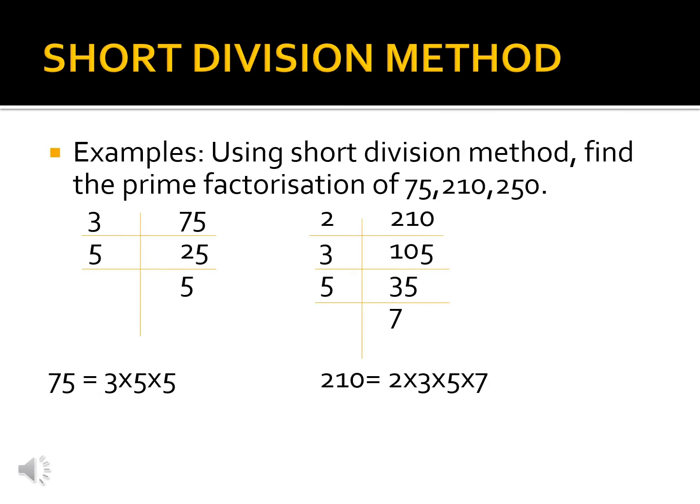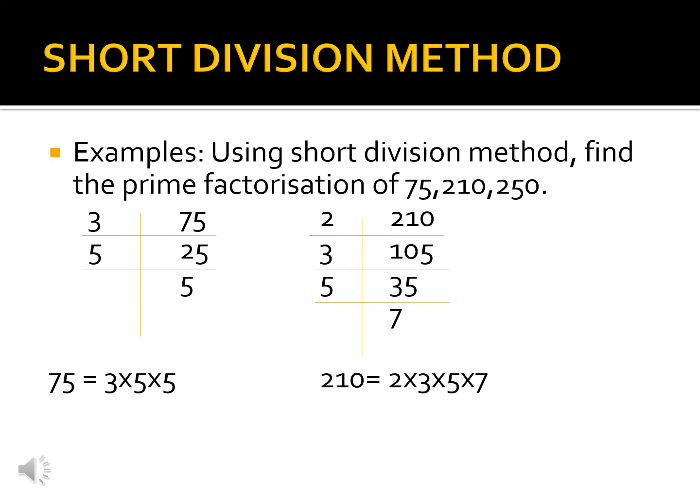Now let us discuss a few more examples of the short division method. Find the prime factorization of 75, 210 and 250. In front of you are the prime factorizations of 75 and 210. The very first step here is selecting the prime number that divides the given number. So we have prime numbers 2, 3 and 5. We are starting from the smallest prime number.